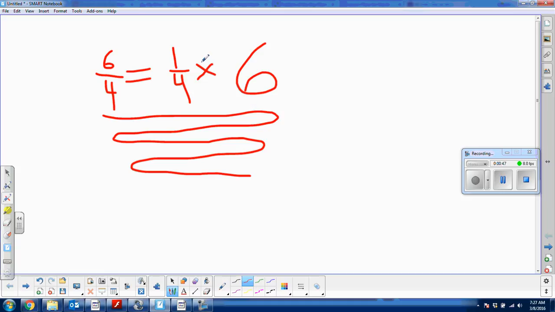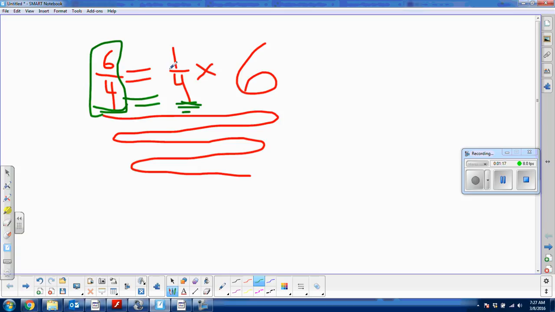Take a look at this information and see what you notice. First off, look at the answer, 6/4. Take a look at the bottom, the denominator. What do you notice about the denominator between this and this? You notice that the denominator stays the same. Those two denominators equal each other. And when we're talking about multiplying by fractions, we leave the denominator the same. A lot of you have already figured that out. I just wanted to tell you again just to remind you.